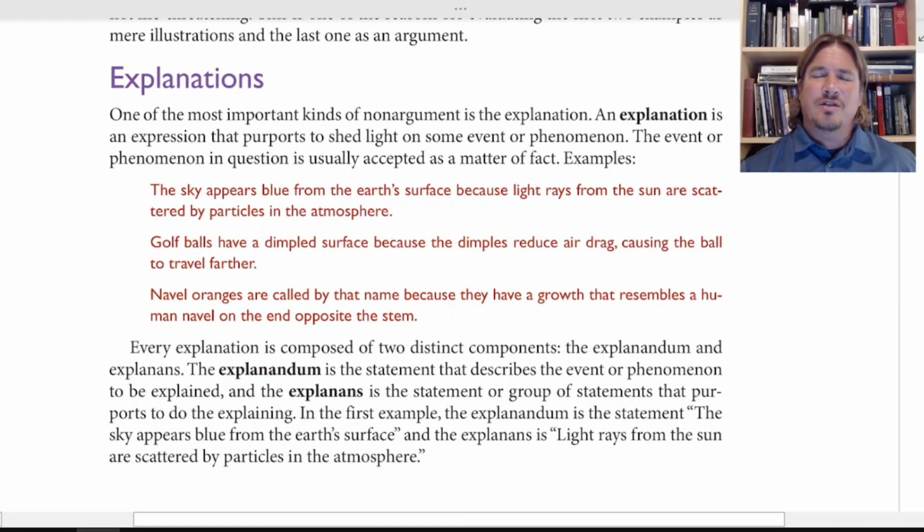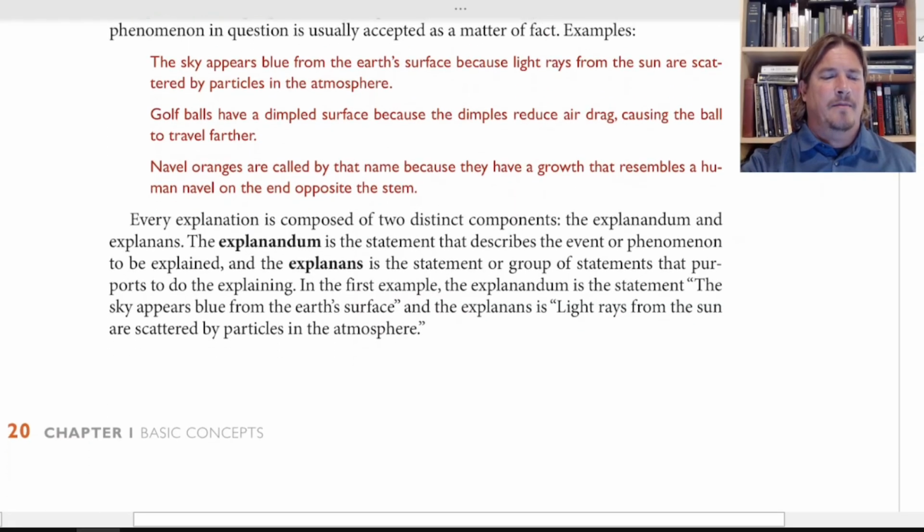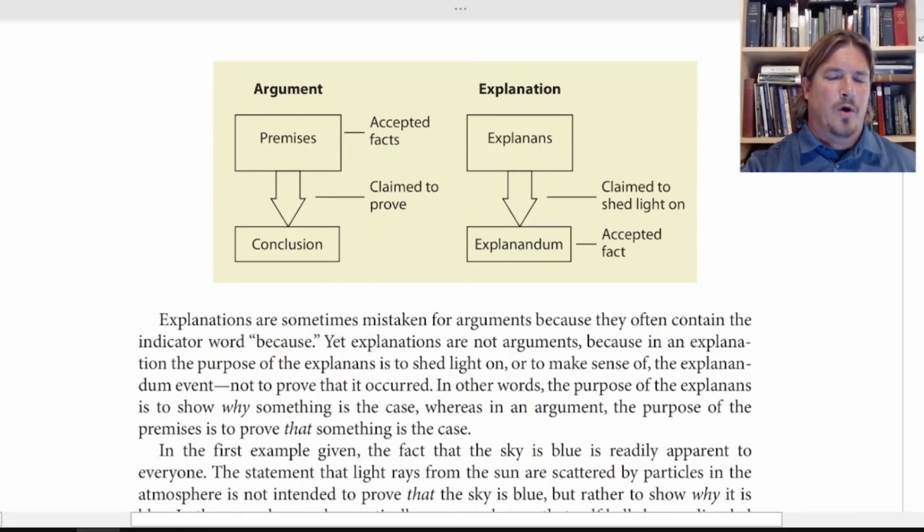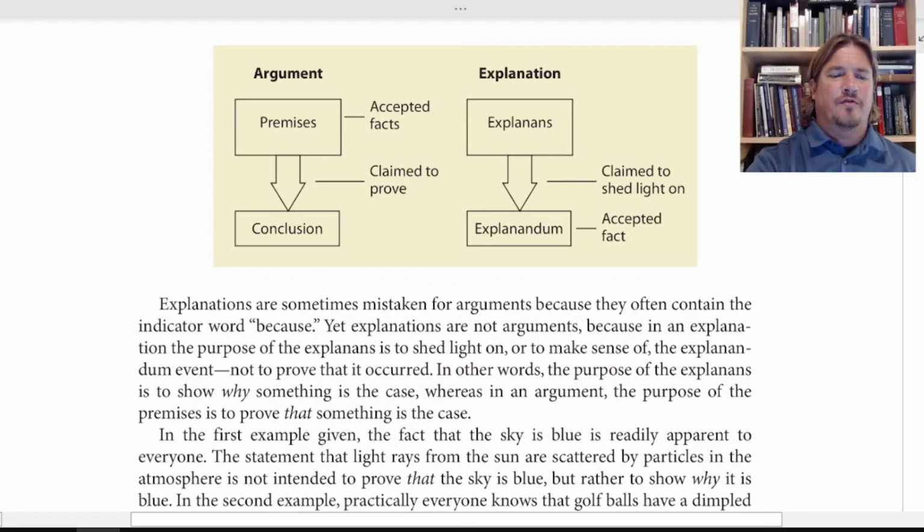All right, explanations look like arguments also, but they're not arguments. And let me show you a difference. There's a nice little chart here. This is on page 21. An argument starts from accepted facts, or at least possibly acceptable facts, and attempts to prove something. But an explanation starts with something that's obvious, as what's being explained, and then just gives some things that are about that, right? So let me give you an example.